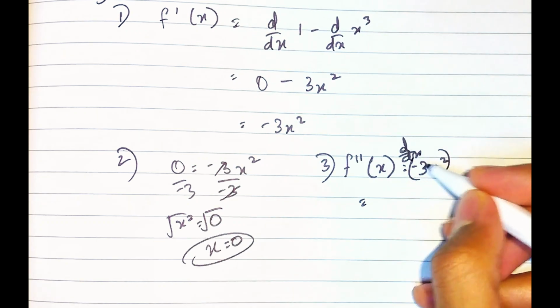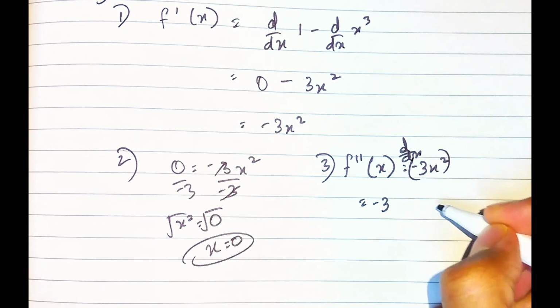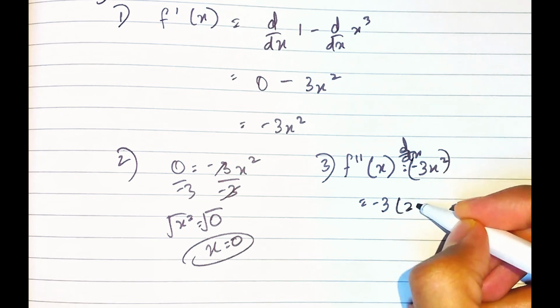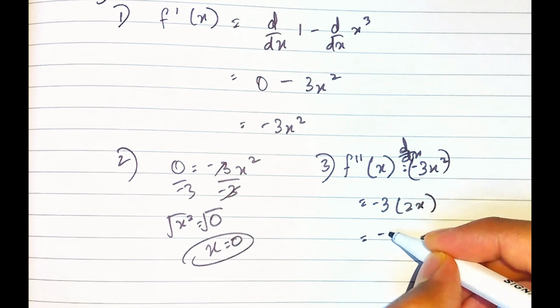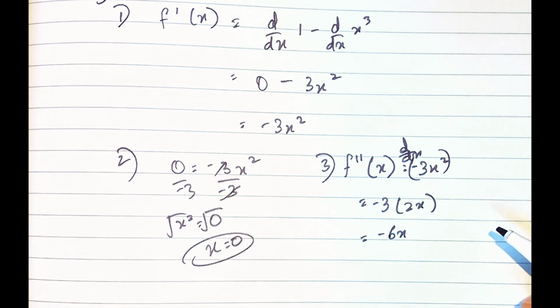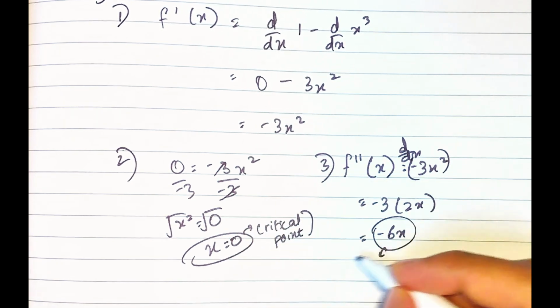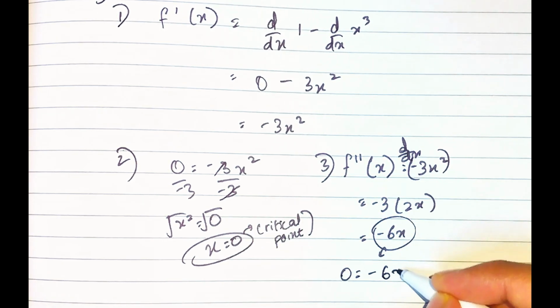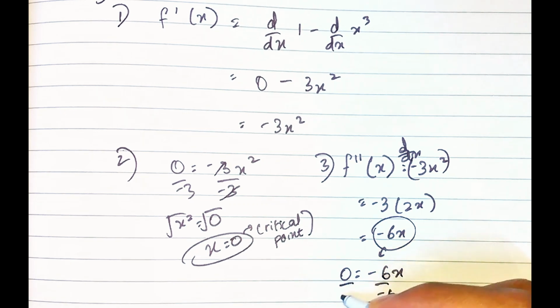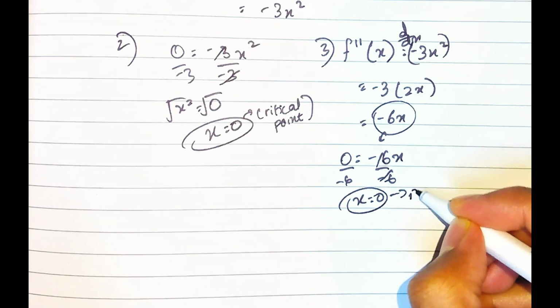The derivative of negative 3x squared: first of all, negative 3 will be separated, and then the derivative of x squared will be 2x. So negative 3 times 2 will be negative 6x. So this is the second derivative. Now this is the critical point, of course. First of all, let's make this second derivative equal to 0. So of course negative 6 will be divided, and x will be equal to 0. So this is the inflection point.